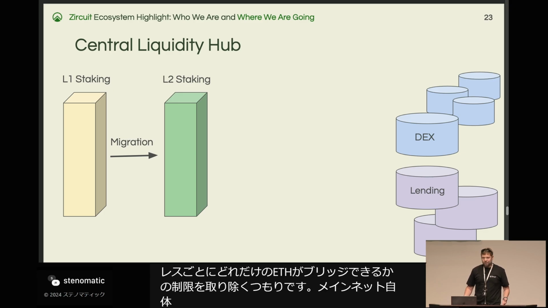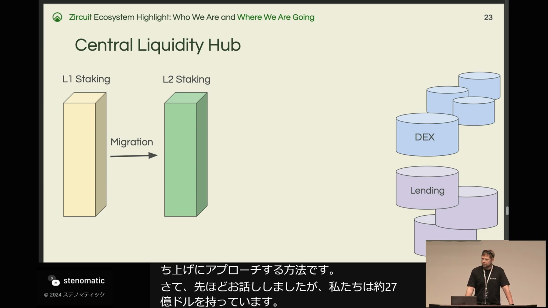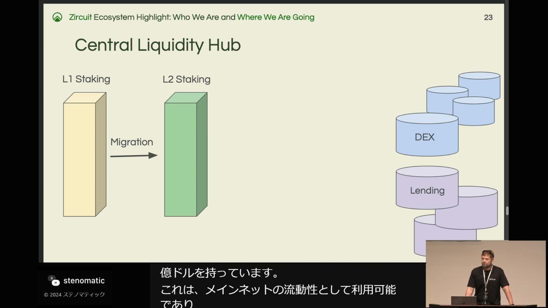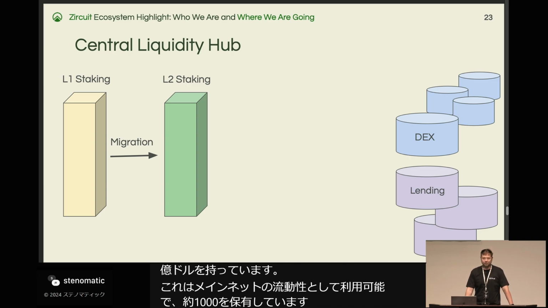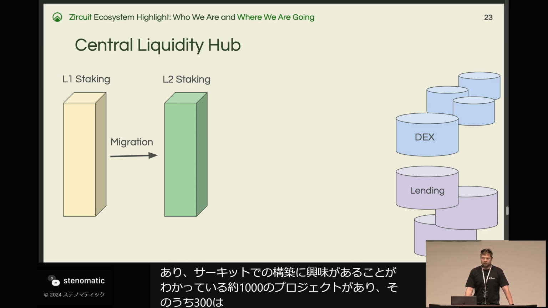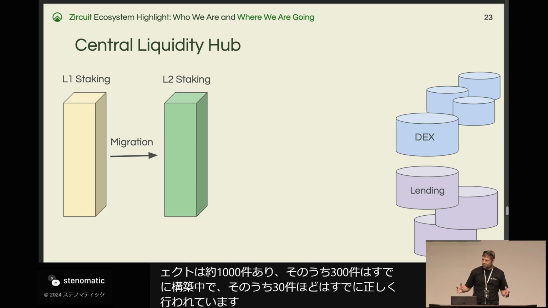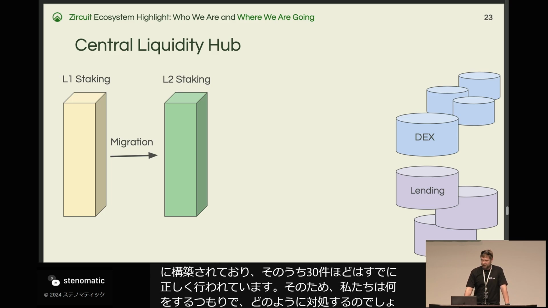Now, I told you earlier that we have roughly $2.7 billion that is available as liquidity for mainnet, and we have roughly 1,000 projects that are interested in building on Zircuit. 300 of them are already building, and 30 of them or so are already done, right? So what are we going to do with that, and how are we going to connect all of that together?